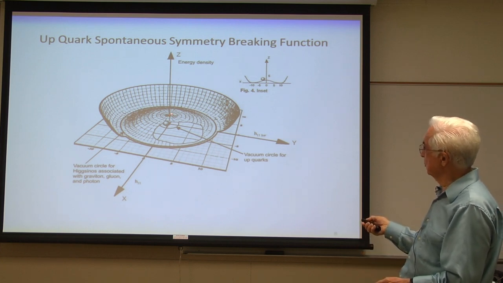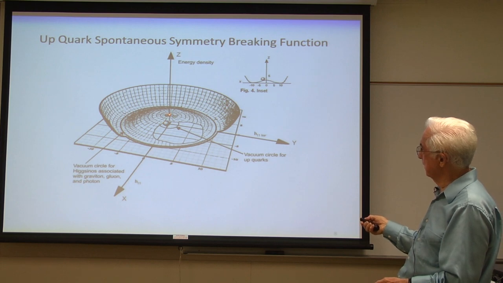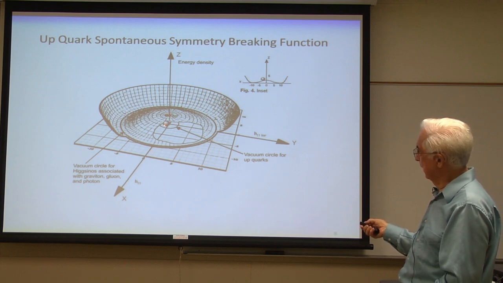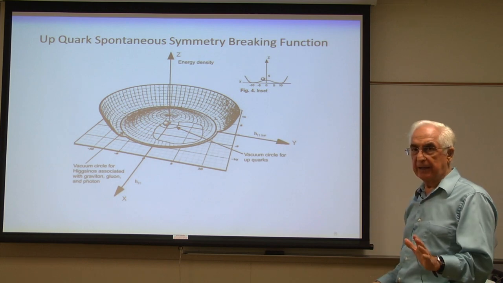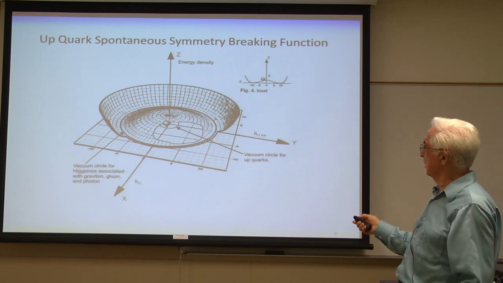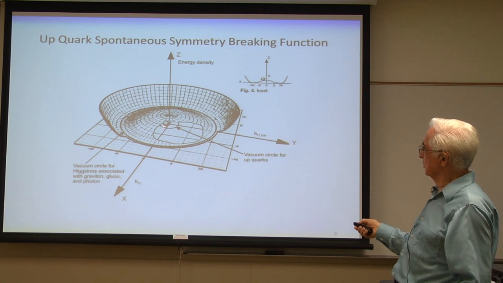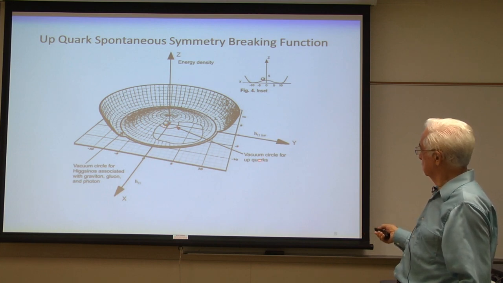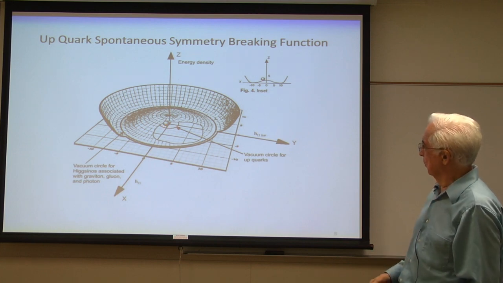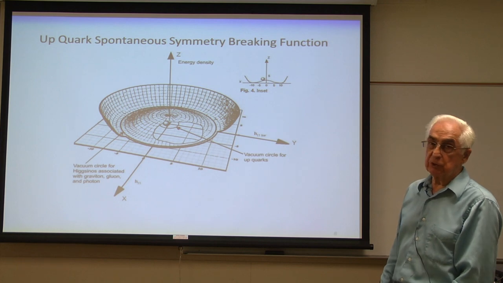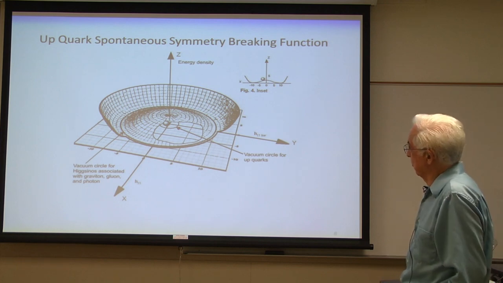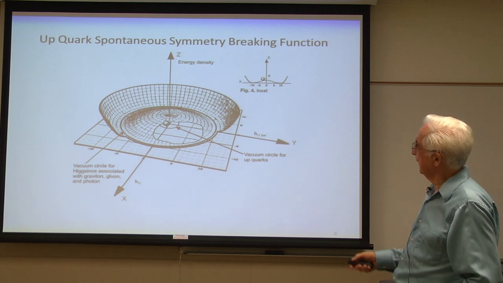Now, it takes a fraction of a second for the ball to go from the peak position to its position here. And what happens at that time, the ball goes vertically down, and it takes 13.7 billion years for that ball to reach its current position, which is just over the vacuum circle for up quarks. Once again, during the last 13.7 billion years, the Higgs force associated with the up quark has remained constant.